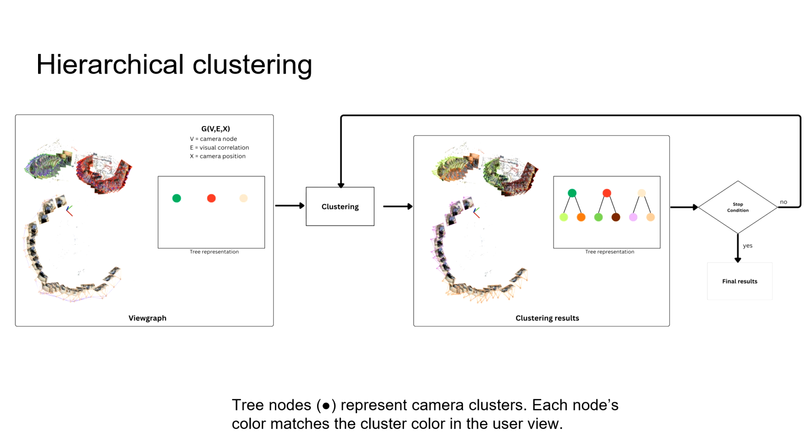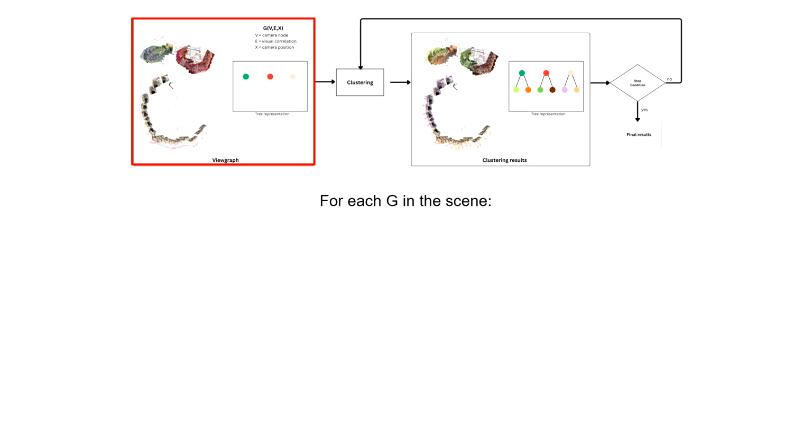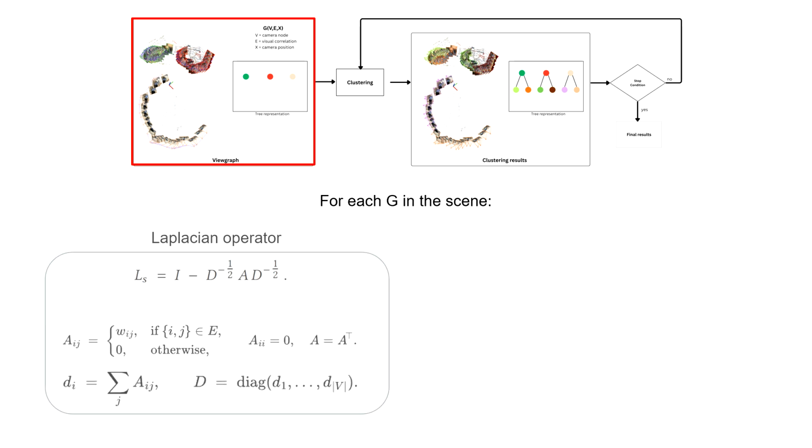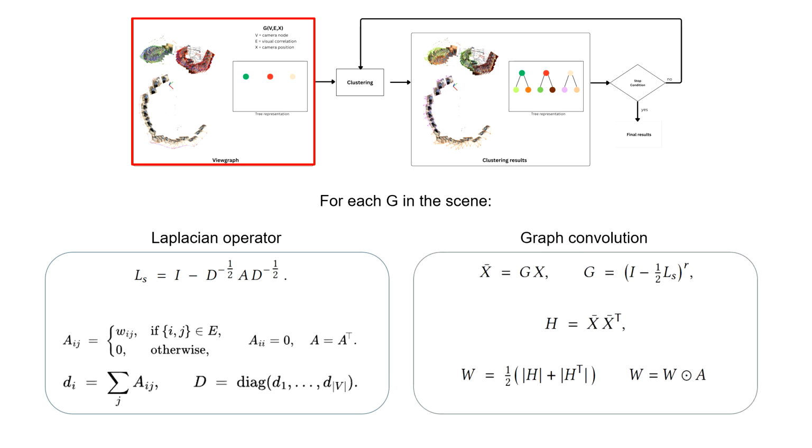Next, we will break down the hierarchical clustering step. From the clean view graph, we build the graph Laplacian that summarizes the connectivity strength between cameras. Using the graph Laplacian, we run a graph convolution, which is basically a low-pass filter on the graph. The result is a similarity matrix that we feed into spectral clustering.